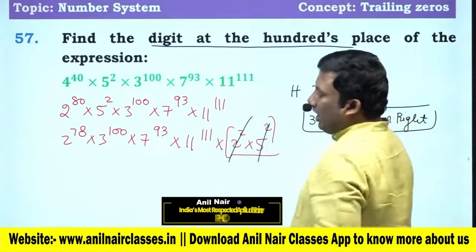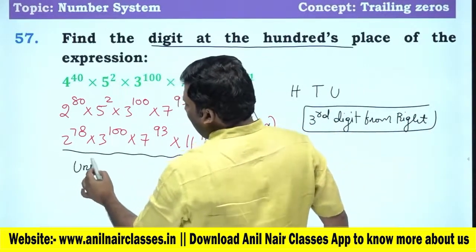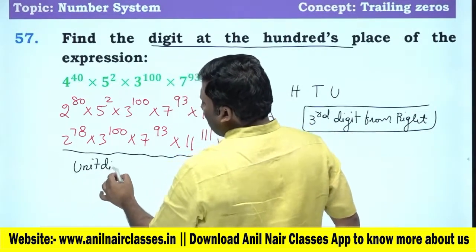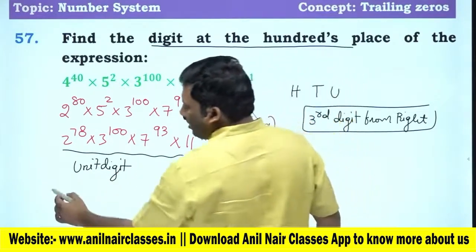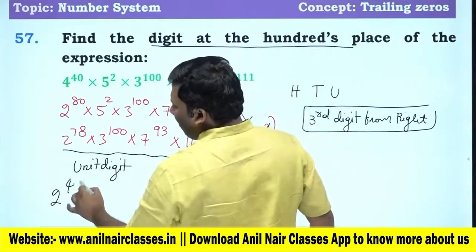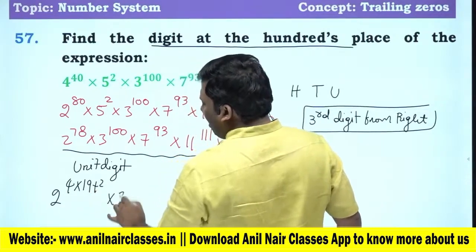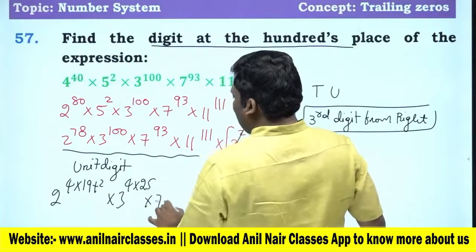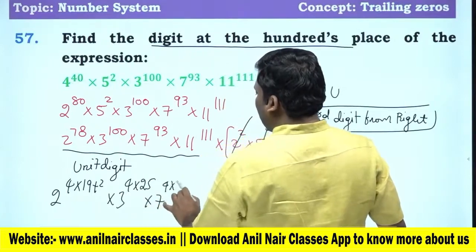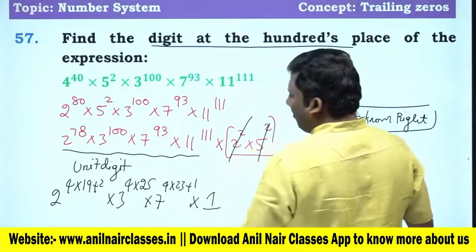That means I need to find the unit digit of this number. How to find the unit digit of this number? Use the cyclicity of 4. 78 is 4 into 19 plus 2. 3 power 100 is 4 into 25. 93 is 4 into 23 plus 1. 1 power any number will be 1.